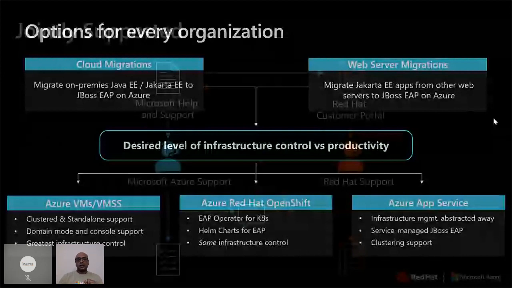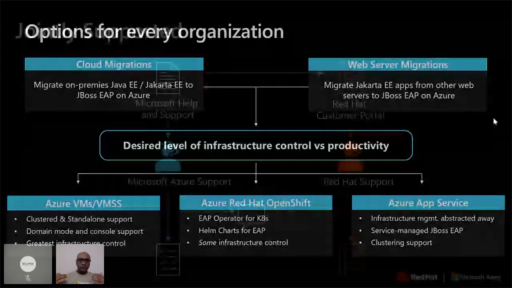So that is going to be very similar to what you are doing today. It's going to support pretty much everything that JBoss EAP supports on premise, whether it's clustered mode or standalone mode, whatever mode that you happen to be using in your JBoss EAP configuration. If you want to use domain mode, that's perfectly fine. It didn't used to be supported, but we actually did work to ensure that domain mode is supported on Azure virtual machines. If you want to use the console, this is the best way to do that.